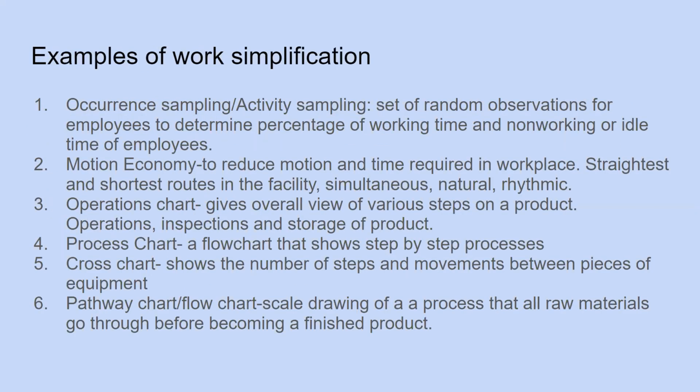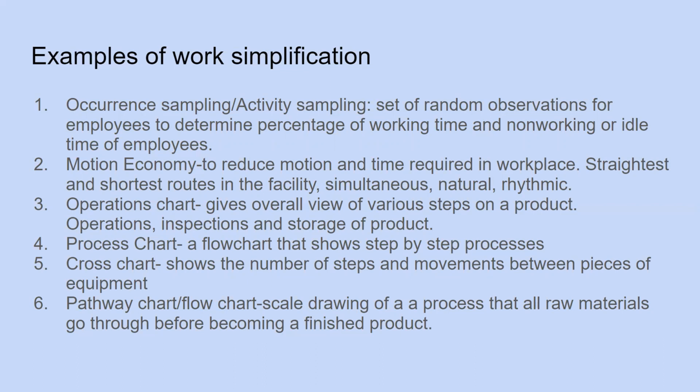Some examples of work simplification are occurrence sampling or activity sampling, which is a set of random observations for employees to determine percentages of working time and non-working or idle time. Motion economy, which we use to reduce motion and time required in the workplace. The straightest and shortest routes in the facility, we use simultaneous hand movements that are natural and rhythmic.